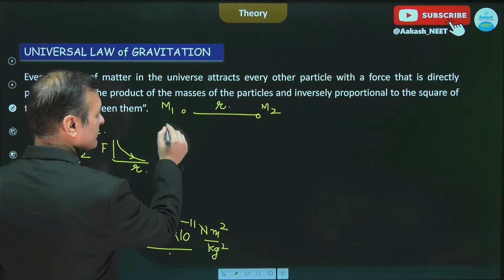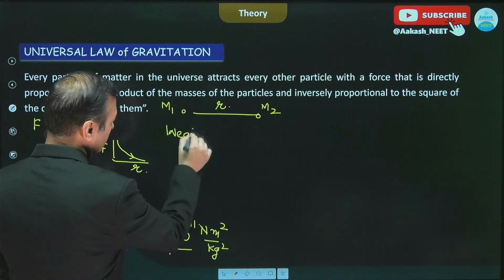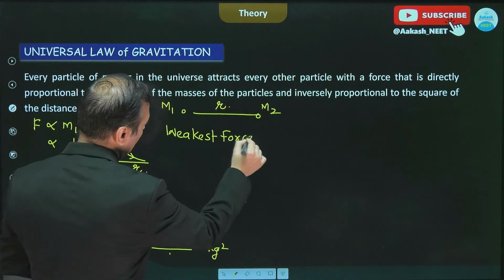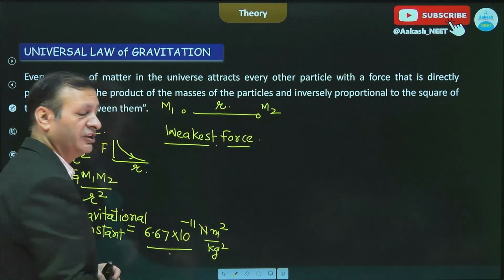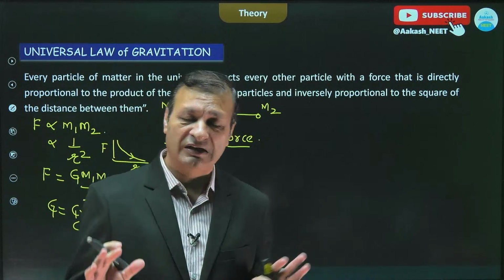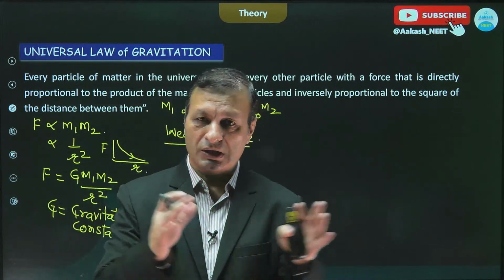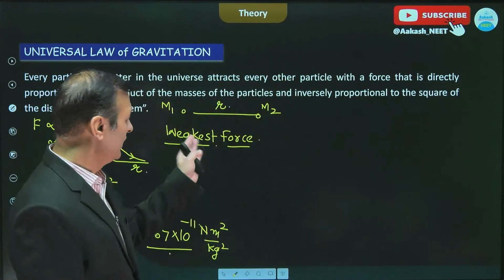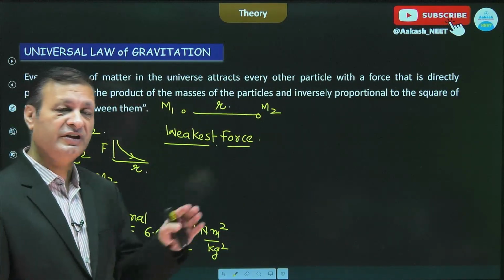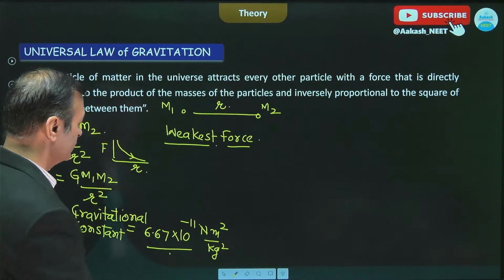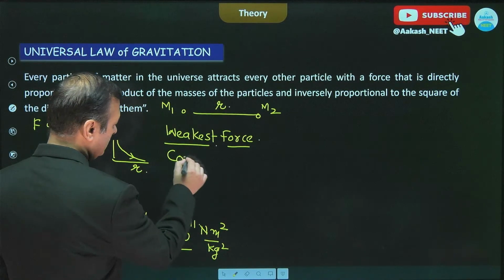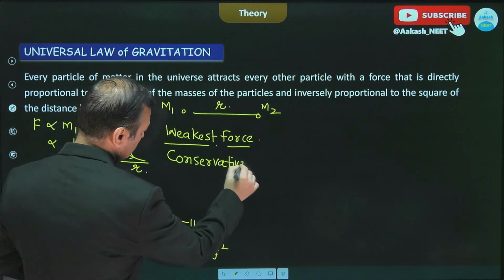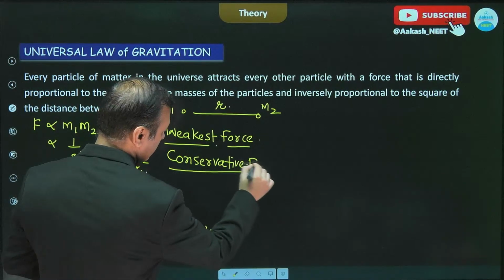Gravitational force is the weakest force of nature. This is one of the fundamental forces, but among all the basic fundamental forces, we have 4 types of fundamental forces, and this gravitational force is the weakest among all the 4 forces. And this is a conservative force. So this is conservative in nature.